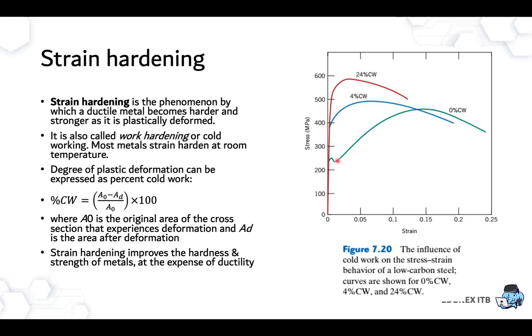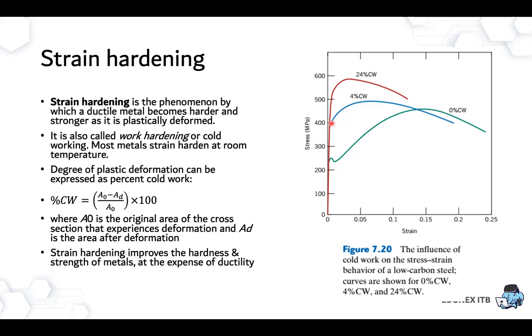For example, you have this original one of low carbon steel. So you have the ductility. This is the yield strength, and then this is the tensile strength for the 0% cold work. And after that, I stretch them for a 4% cold work. So if you can see here, the yield stress is all increasing from around 30 megapascal up to almost 400.